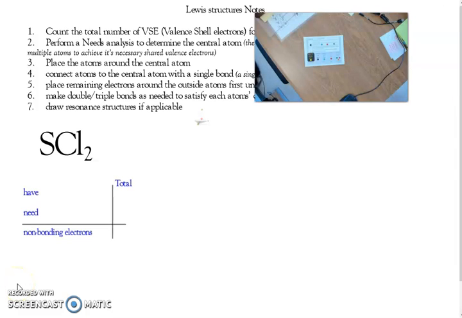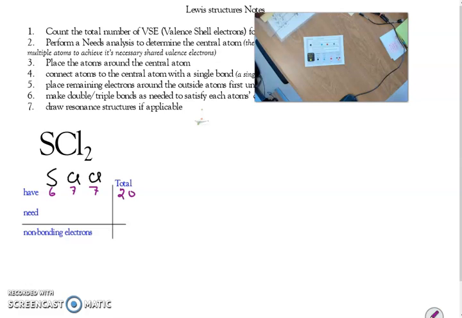All right, to do this, the first thing we want to start with is our needs analysis. So we have the elements S, Cl, and another Cl. The first thing we have to do is figure out how many valence electrons each element has. Well, we look on the periodic table to determine sulfur has 6 valence electrons, each chlorine has 7. You add that all together, so we have a grand total of 6 plus 7 plus 7, which is 20.